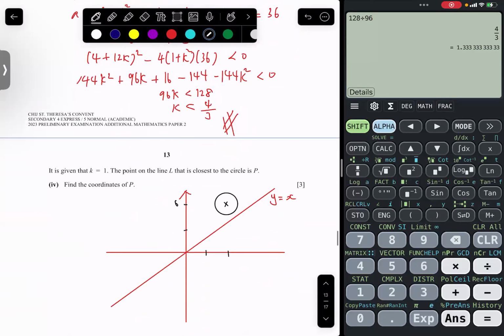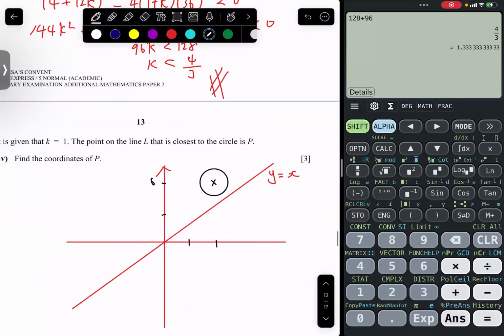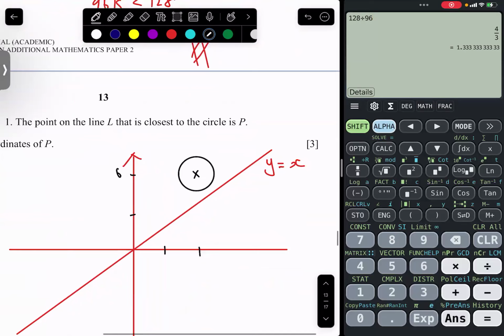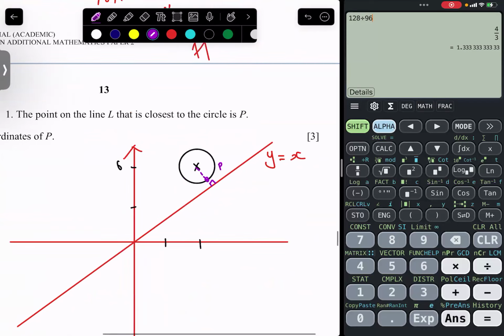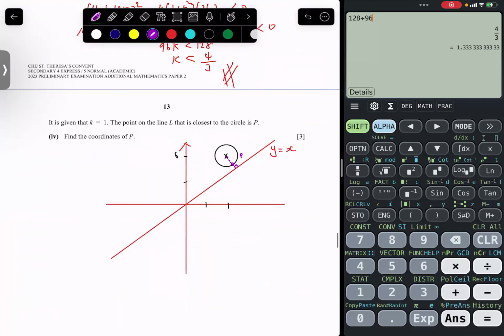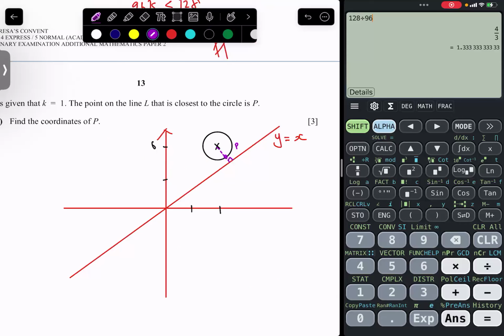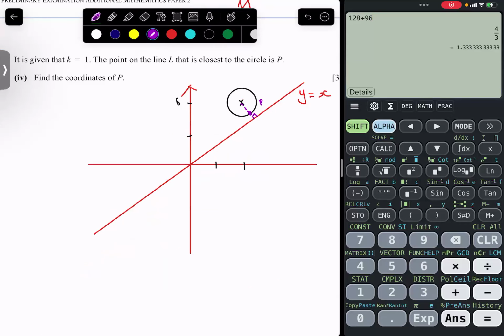Sorry, I was thinking about something else. The point on the line L closest to the circle is P. For it to be closest to the circle, the distance must be the shortest. So that means this must be perpendicular, and this must be the point P, which is closest to it. Find the coordinates of P. In order to do that, let's extend this line. It must be perpendicular. So what is the equation of this line?